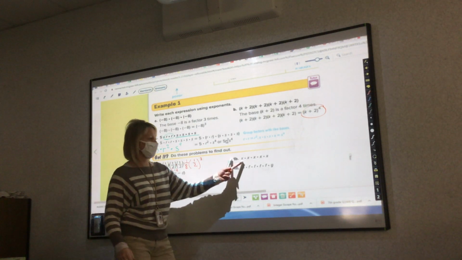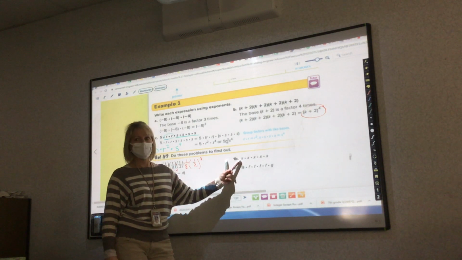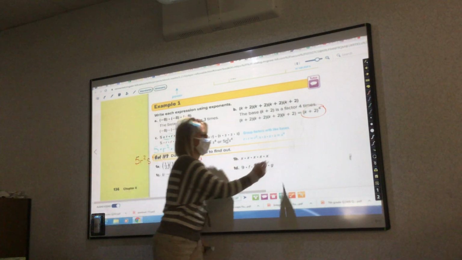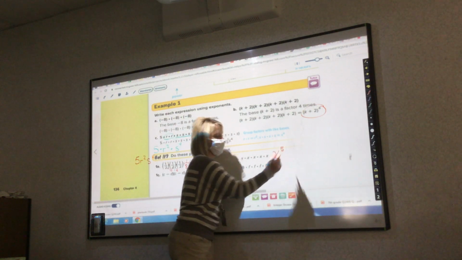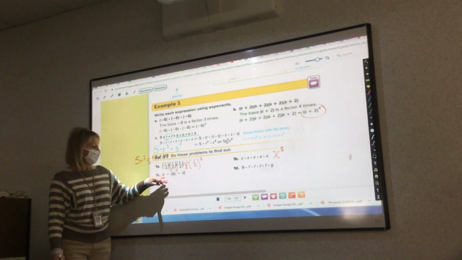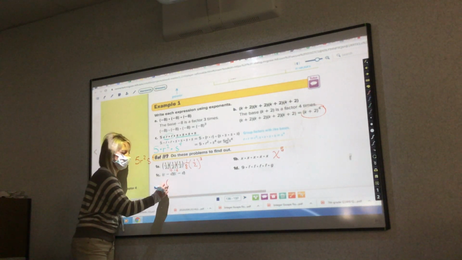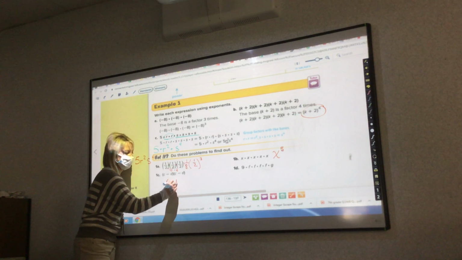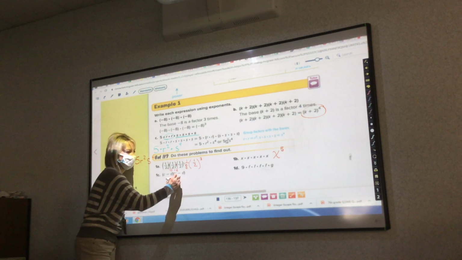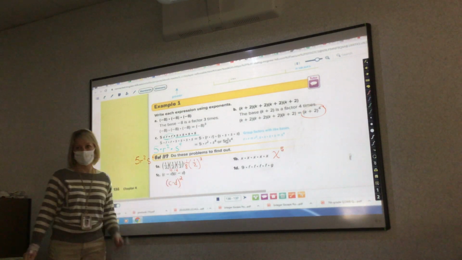This would be x to the 5th power. So you'd write x to the 5th. Quantity C minus D times C minus D. So you have to make it the quantity C minus D in parentheses squared.